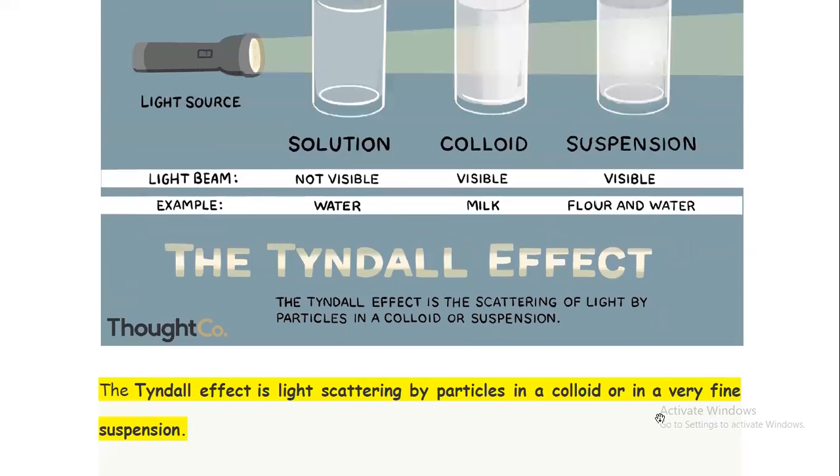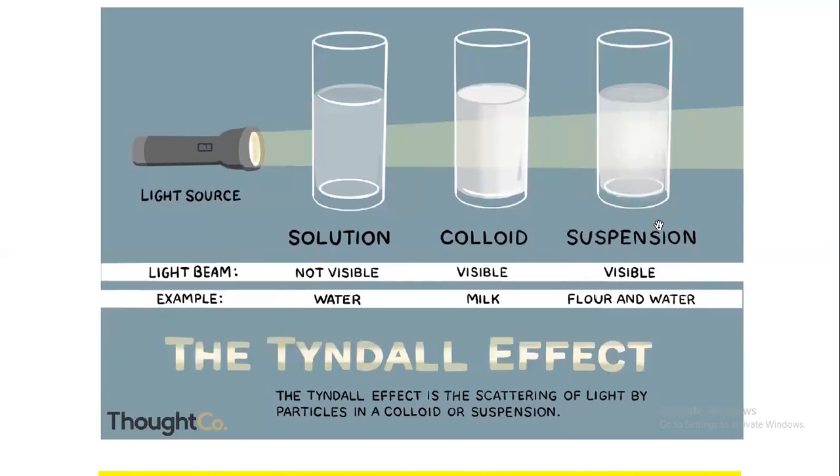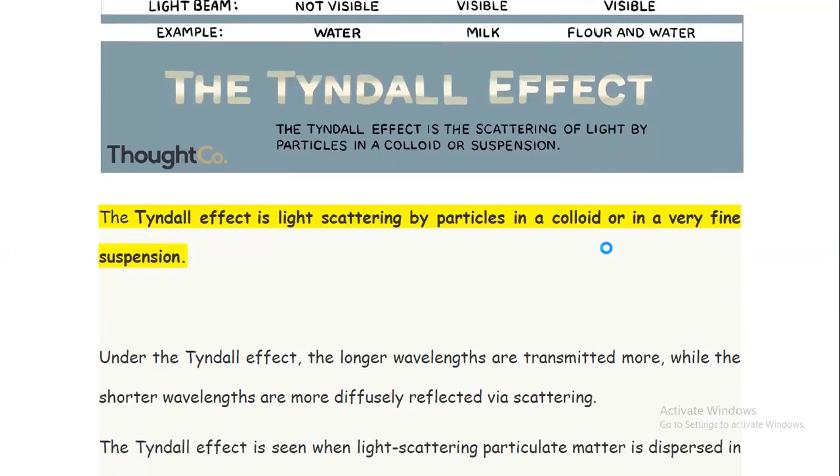So what you have seen, this whole phenomenon of the light beam being visible or not visible, is known as the Tyndall effect. The Tyndall effect is the scattering of light by particles in a colloid or suspension. This one is a colloid, or this one is a suspension.